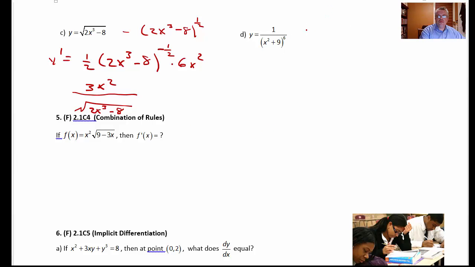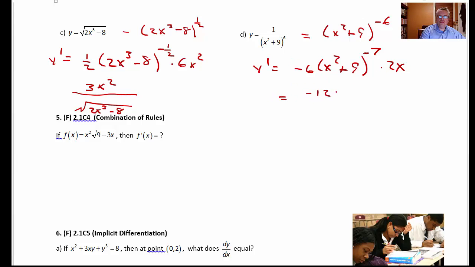All right, this one. Phew, this is getting tough. So we're going to view this as (x squared + 9) to the minus 6. So y prime equals negative 6, (x squared + 9) to the 1 less power, that would be negative 7, times the derivative of the inside function, 2x. So negative 6 times 2 is negative 12. We have the x. And we're going to put this in the denominator with a positive exponent. All right, we survived those.